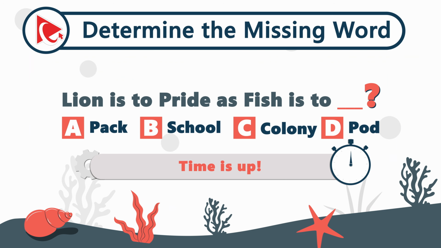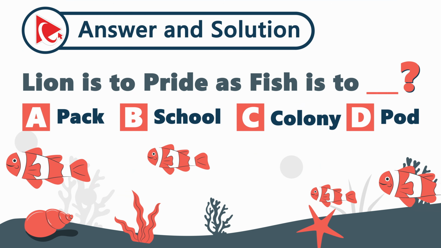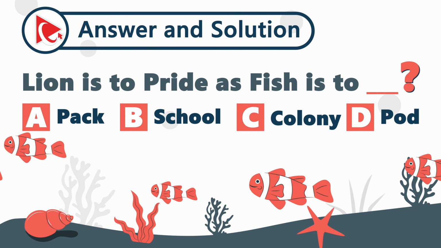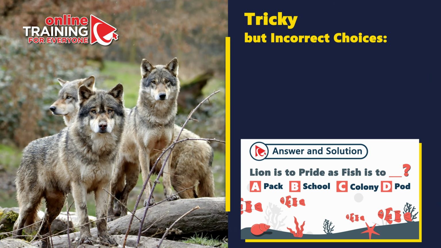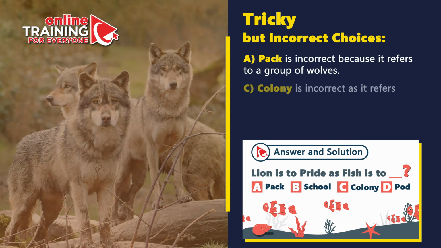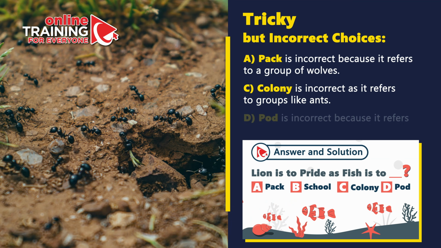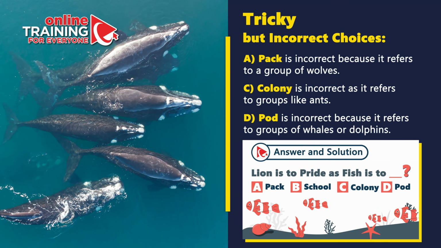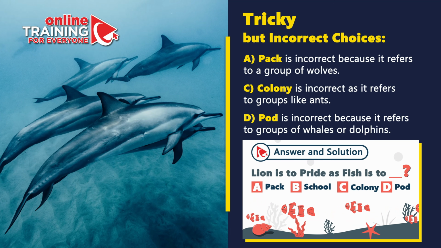Time's up. Do you have your answer ready? I hope so, because the solution here is really simple. To better understand the correct answer, let's first understand why other choices are incorrect. Choice A, pack, is incorrect because it refers to a group of wolves. Choice C, colony, is incorrect because it refers to the group of ants. And choice D, pod, is incorrect because it refers to the group of whales or dolphins. Which leaves us with school.